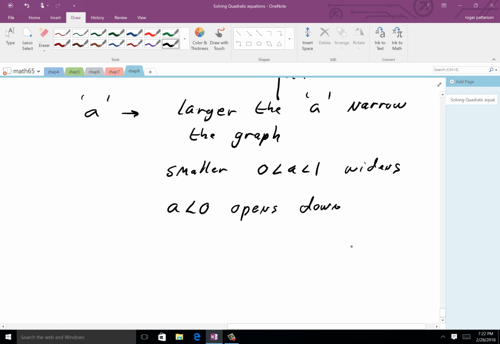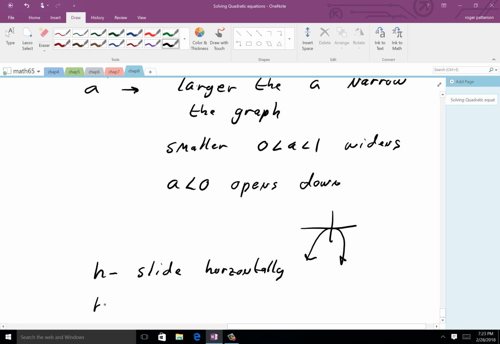Okay, so it's going to open down. So the larger A is, the narrower the graph; the smaller, it widens it. If A is less than 0, it opens down. And the big thing is that the H and the K is the vertex. H is sliding it horizontally. Okay, H, we can just say slide horizontally. And K slides vertically. But they're the vertex, and that's the big thing.